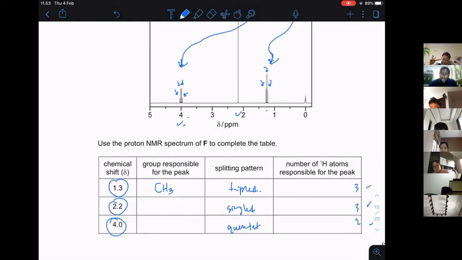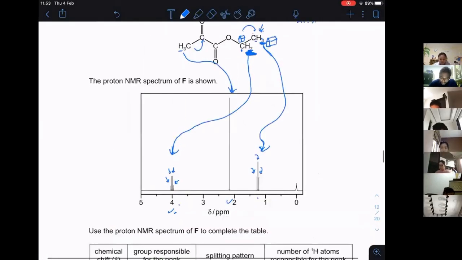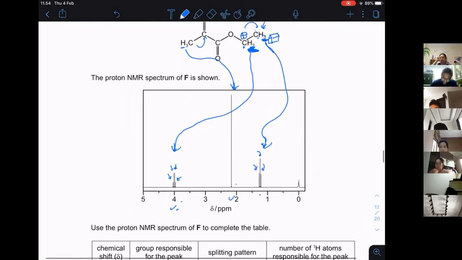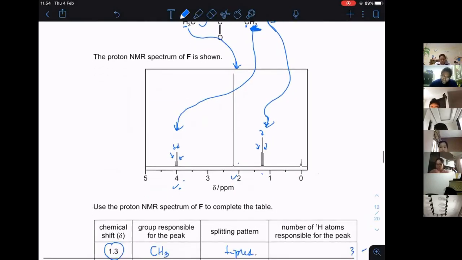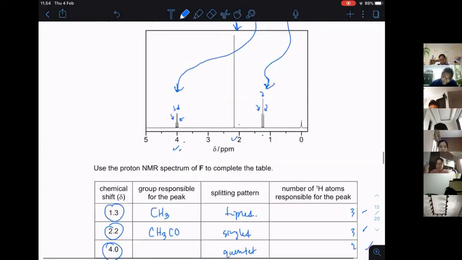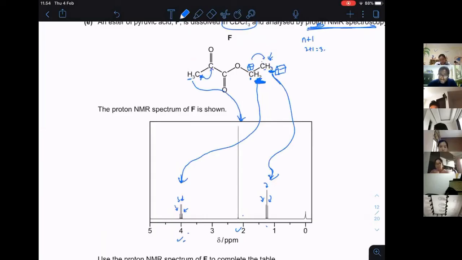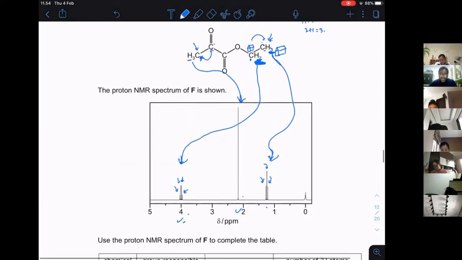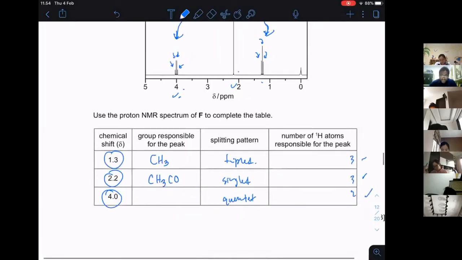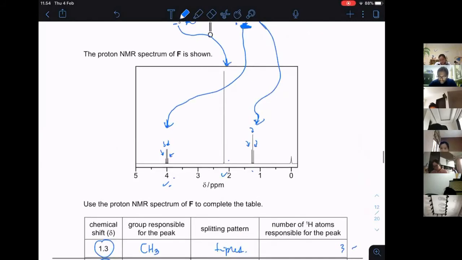And then if it is going to be 2.2, they say that 2.2 is this one. So this one is going to be CH3CO. It means this group. Or they say CH next to CO. Up to you how you want to represent your answer. Or if you already show the arrow, that's also going to be one of the ways for the examiner to identify.